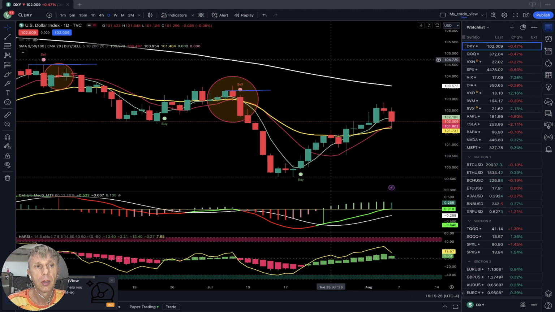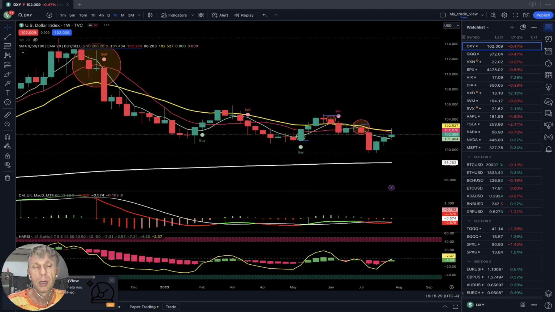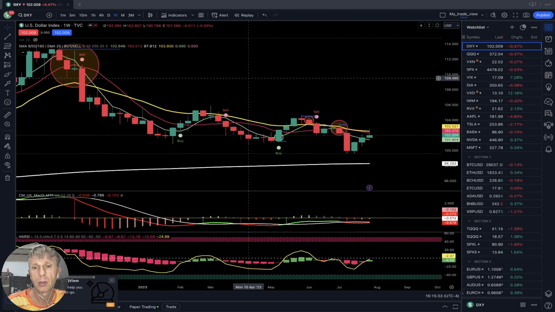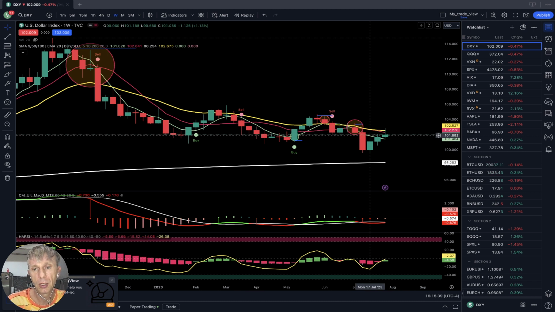That's all, very simple. Okay, Dow Jones, let's start weekly. I'm sorry, DXY, it's the USA dollar, right? Look at it, it's below 20, right? It's kind of in a bearish territory.